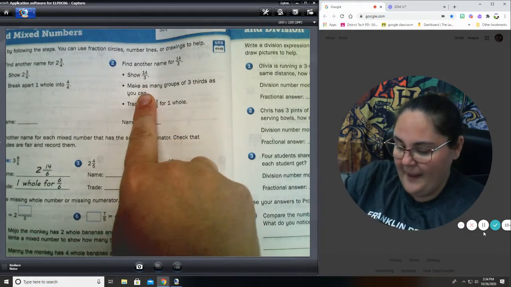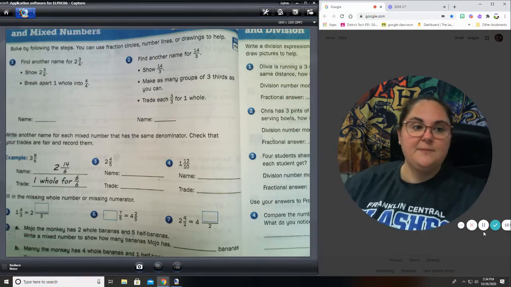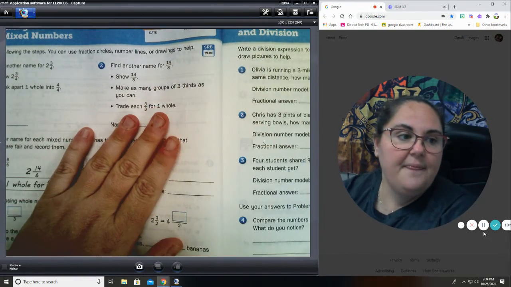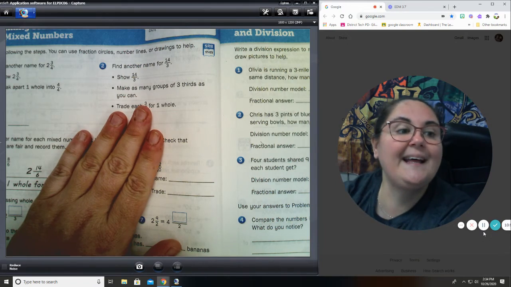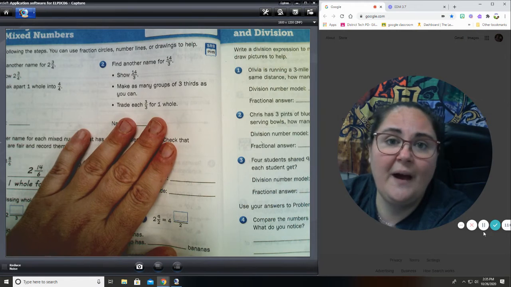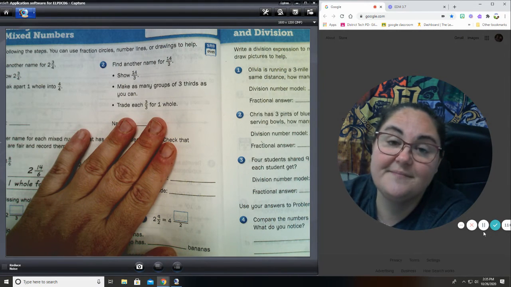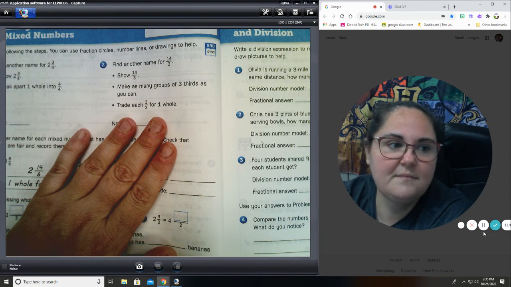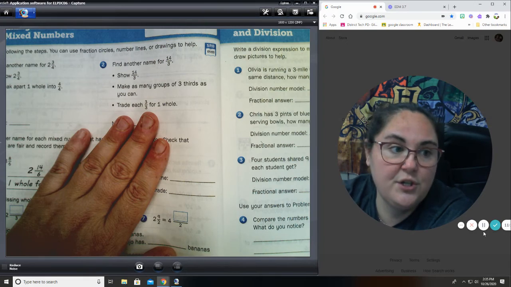So we're going to go on page 90. We're going to look at number 2. The reason why we're going to number 2 is because that's my first one that is my improper fraction way. All right, so it says find another name. On your test, I believe you have to find 2 different names. That's why I'm showing you all the ways. Okay. Find another name for 14 over 13. First, it says show 14 thirteenths.